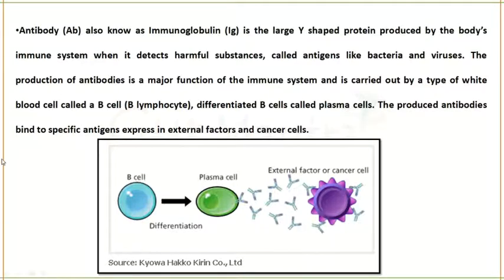You can see here this is the B cell. This will be differentiating into a plasma cell, and the plasma cell has the ability to produce antibodies. The antibodies can interact with external factors like a cancer cell, an antigen or a pathogen, and neutralize it.